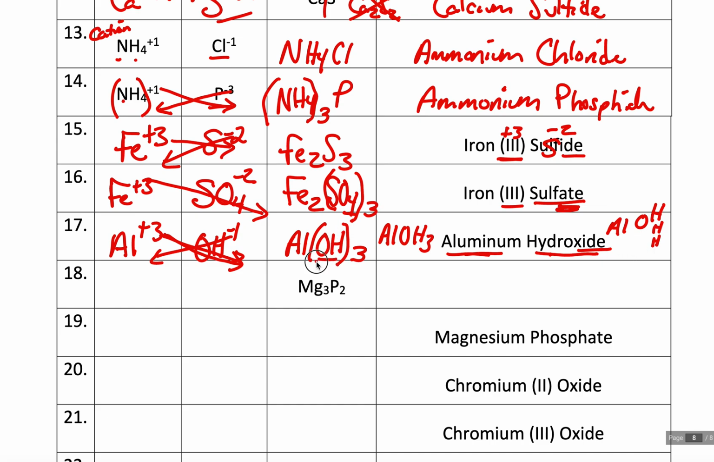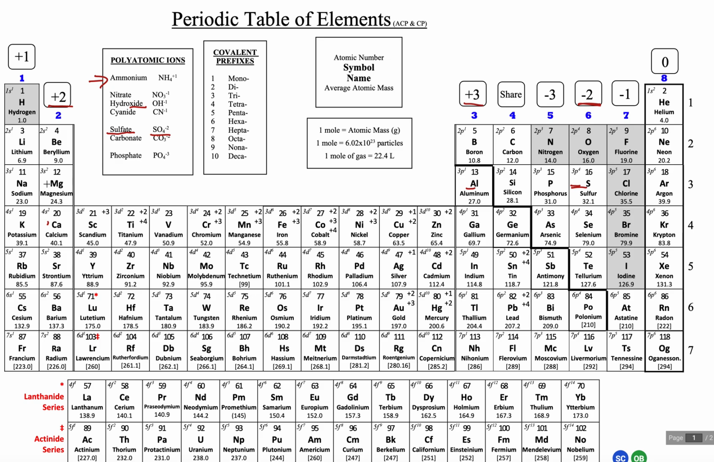It's 3 of these OH's. OH, OH, OH. So 1, 2, 3 of them. All right, the next one, we write the name magnesium. We know it's Mg. We look on our handy dandy periodic table, find magnesium, look up, +2 charge.